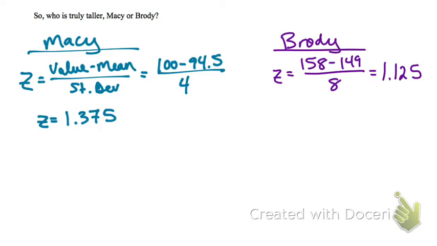1.125. Ladies and gentlemen, who is taller, relatively speaking? Macy. I will tell you guys, if you put Macy and Brody standing at the front of the room and you go, look guys, Macy's taller, people are going to think you're crazy. But you would say Macy is taller, relatively speaking, and then you would be uncovering the truth. So Macy is actually the taller one.